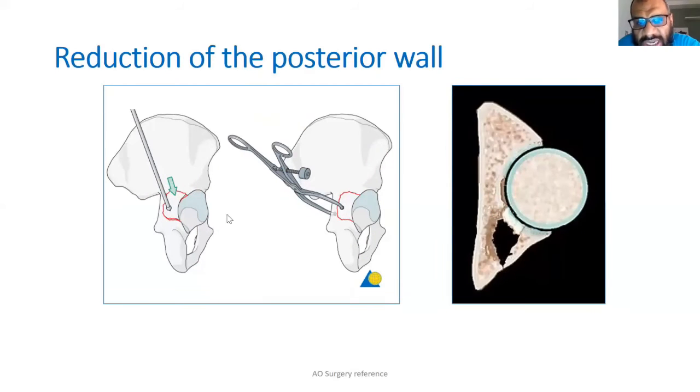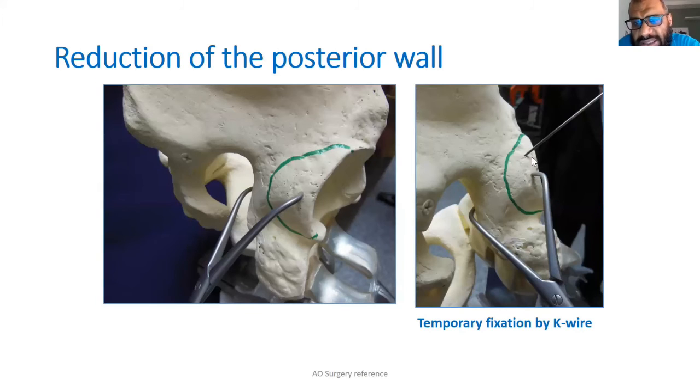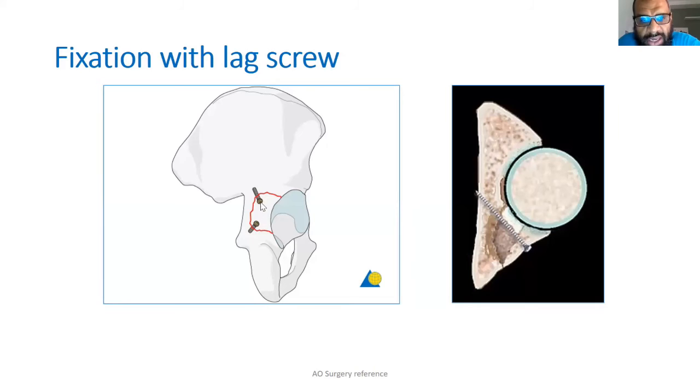Then you close the shell by a variety of techniques. So I said we will not exhaust all the techniques. And then you put intrafragmentary screw compression of the main fragment. The screws are directed away from the joint. The screws here start near the joint and are directed away from the joint.